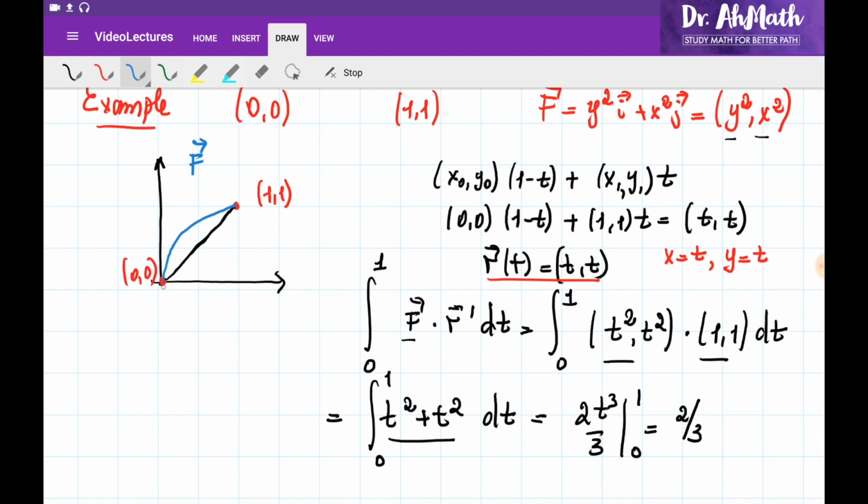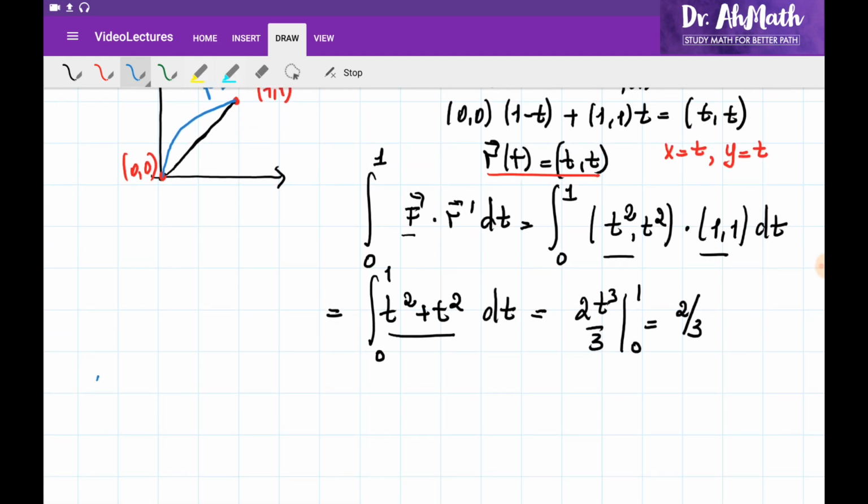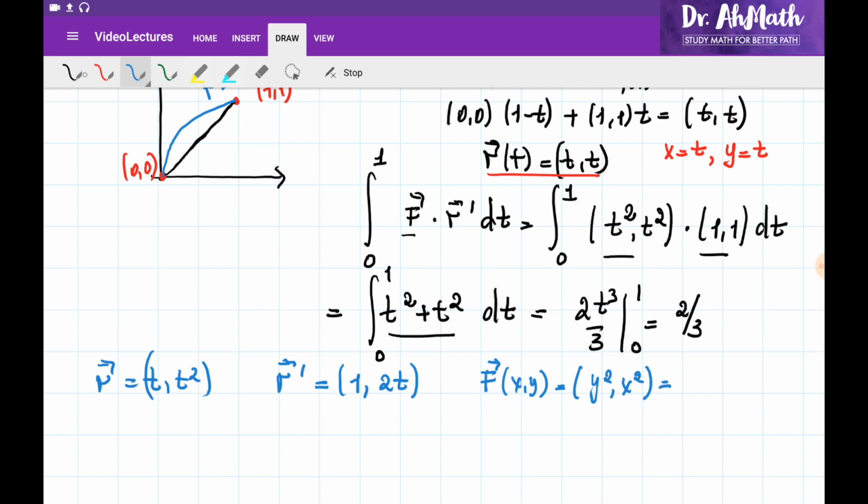So now let's move the object from this point 0, 0 until this point 1, 1 along a different curve, which is given by the vector function t and t squared. So in our case, in the new case, r is given as t and t squared. The derivative of r with respect to t would be simply 1 and 2t. And our vector function, which is given as the vector with the components y squared and x squared, would be equal, when I substitute, this is going to be the x, and this is going to be the y, and I would substitute them into the vector function. It would be t to the power of 4 and t squared.